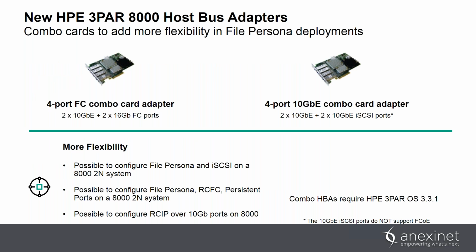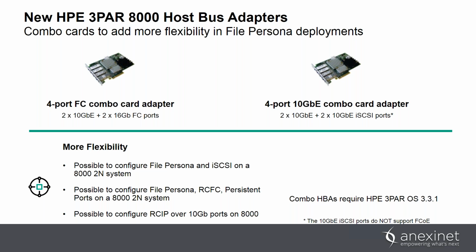Another new feature 3PAR is providing is combination host bus adapters. So this uses a combination of ports to add more flexibility in File Persona deployments. The first one is a 4-port FC combo card adapter. It's got two 10 GbE and two 16 Gb Fibre Channel ports on a single card. And they also have 10 GbE and iSCSI combinations, so that's two 10 GbE ports and two 10 GbE iSCSI ports.